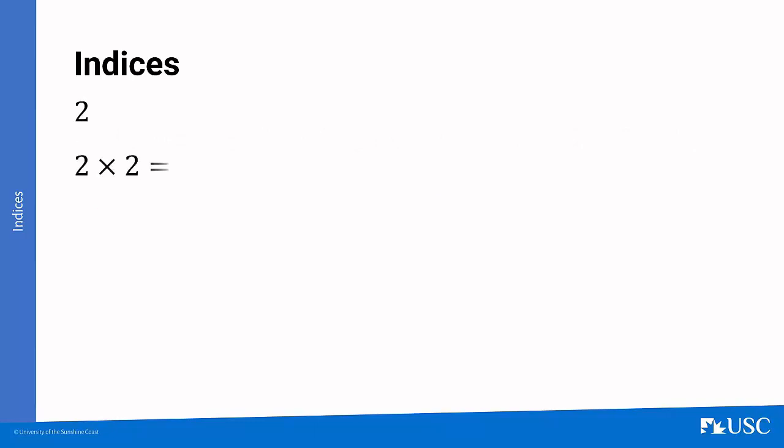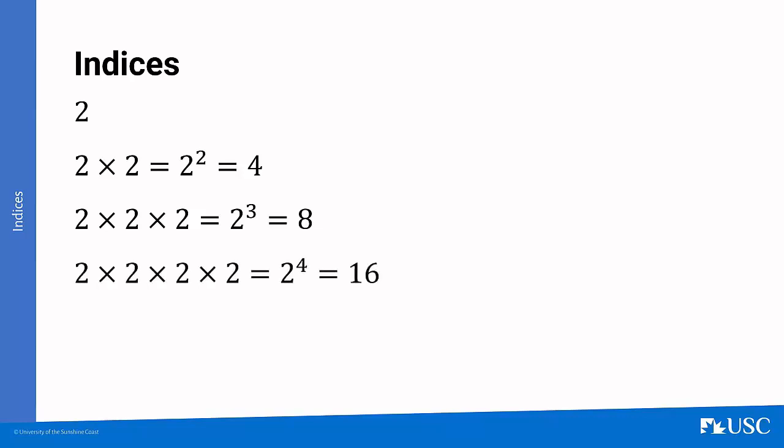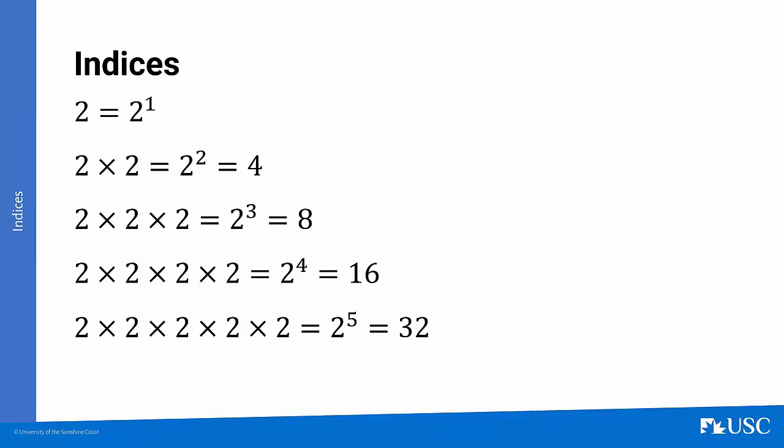Starting with 2, we'll multiply that by 2 to get 2 squared, which is 4. Multiplying by another 2, we'll get 2 to the power of 3, which is 8. And multiplying by another 2, 2 to the power of 4 will give us 16. And times another 2 will give us 2 to the power of 5, that is 32. Now notice the powers there are going 2 to the 2, to the 3, to the 4, to the 5. So starting with 2, the power is 1. So 2 is 2 to the power of 1.